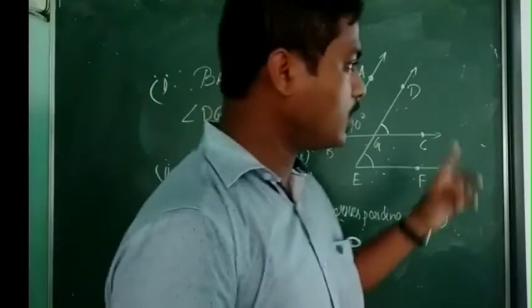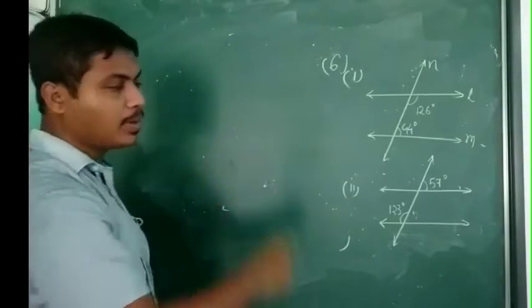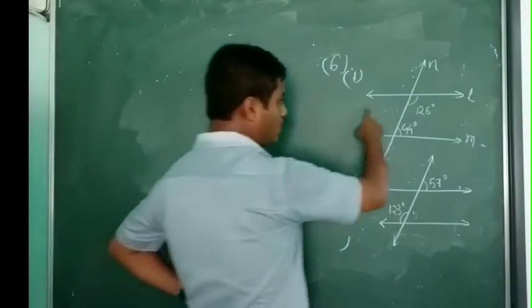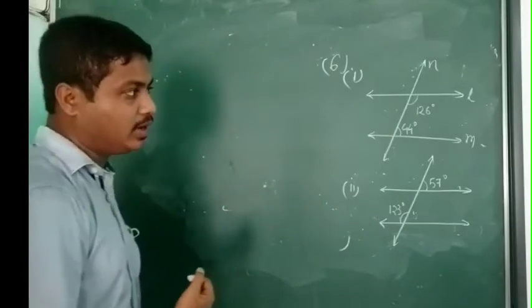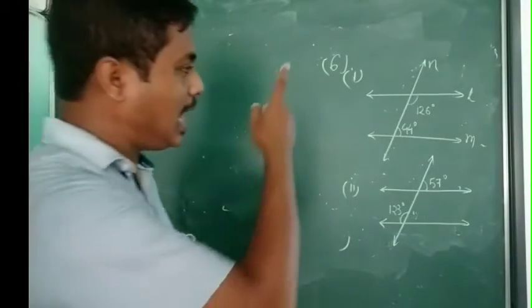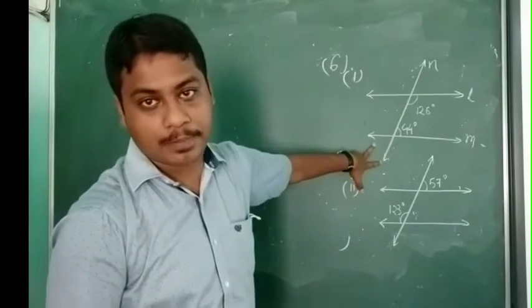So now let us move to question number 6. In question number 6, part 1 is given. Two parallel lines are there. Some figures are given here. We have to prove whether line L is parallel to M.